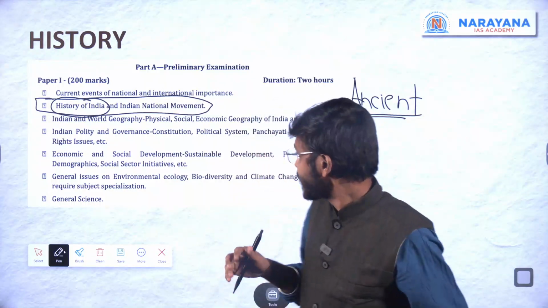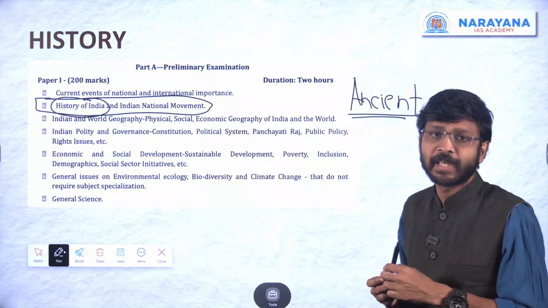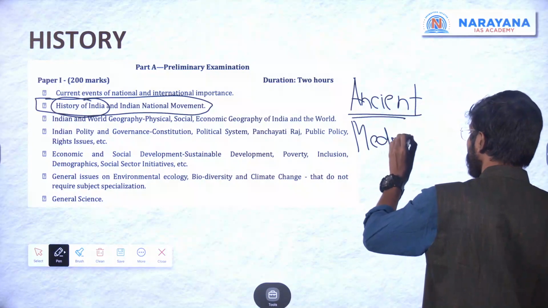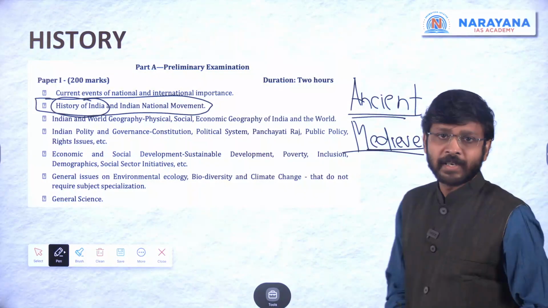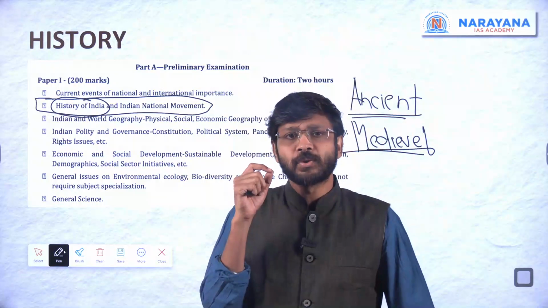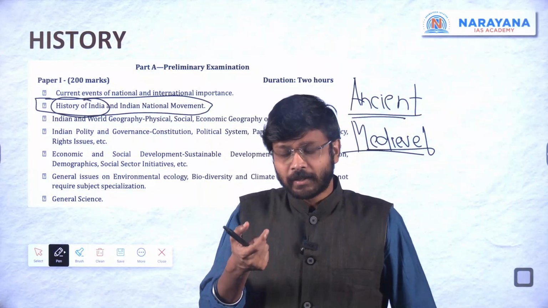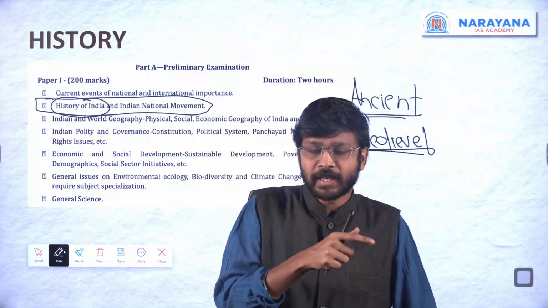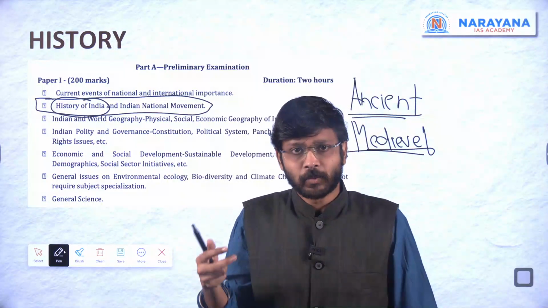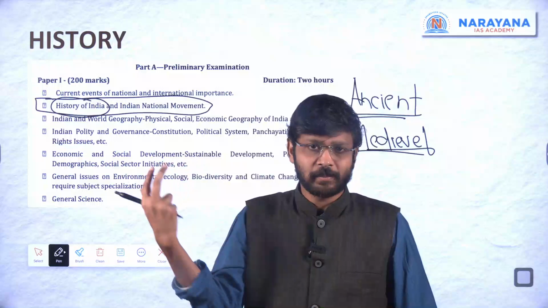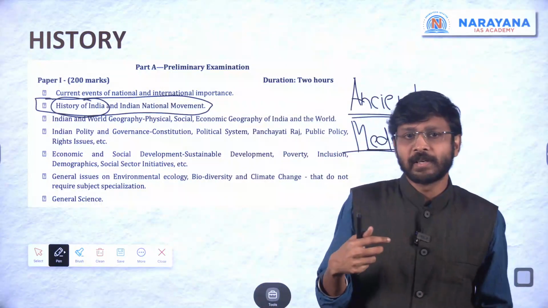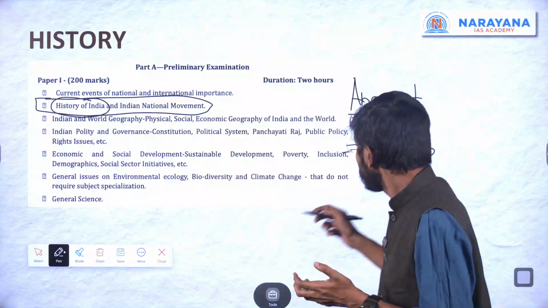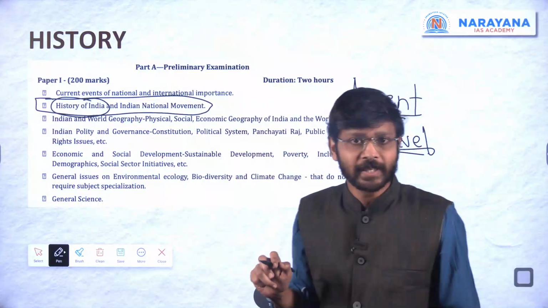Okay, after that, based on the timeline, we can divide it into medieval India or medieval history. Medieval history is often associated with the rise of Islamic rule in India. For example, it started with the Delhi Sultanate, and after that the Mughal Empire. Some other things will also be there, like what happened in the southern part of India, like the Vijayanagara kingdom, and all these things will come in the medieval Indian part of Indian history.